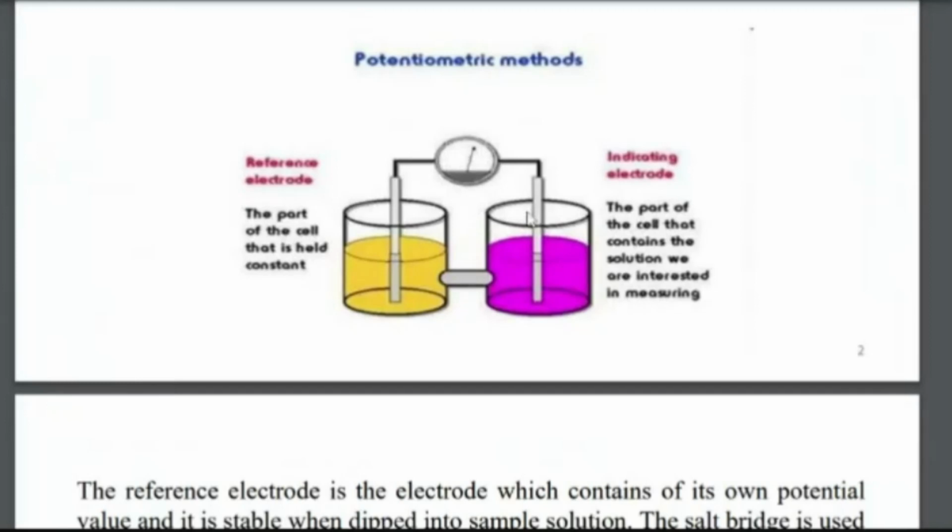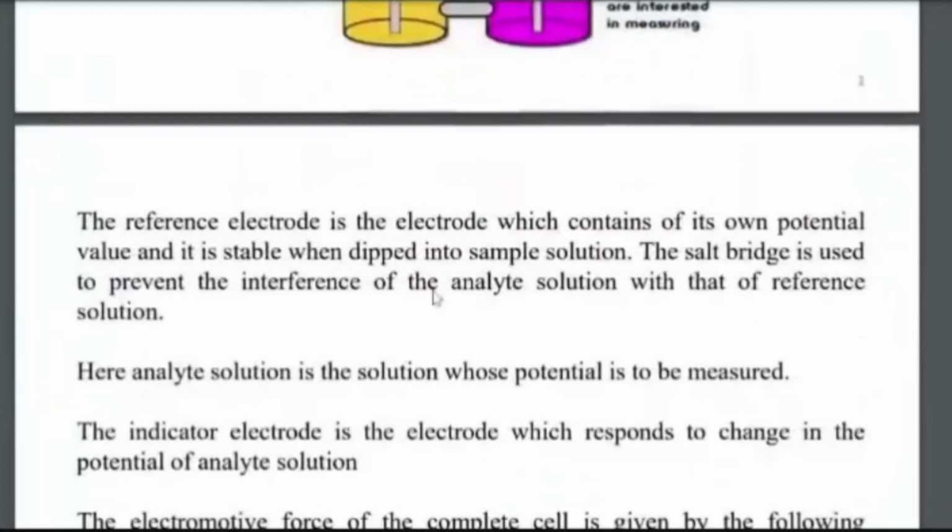One of the electrodes, in which there is no sample present and a standard is present, is called the reference electrode. It is the part of the cell that is held constant, so the composition of this solution will be held constant. And then there is the indicator electrode, the part of the cell that contains the solution we are interested in measuring. So the analyte will go here. Here there will be the standard. The potential difference between the two electrodes will be measured.